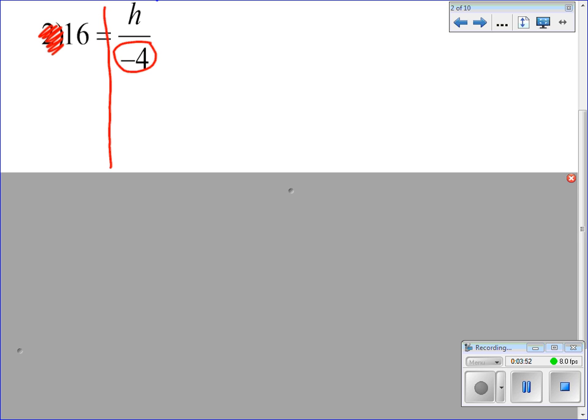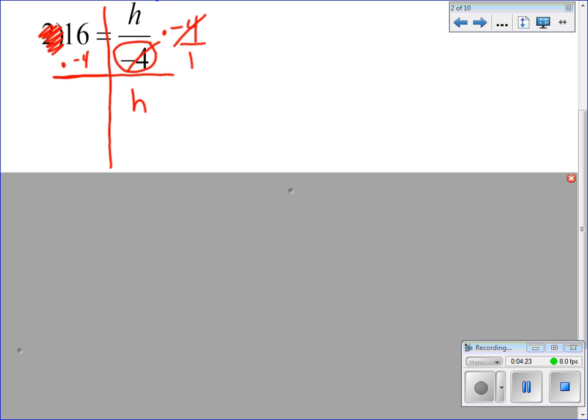The way we're going to get rid of the negative 4 is by doing the opposite. When we look at the negative 4 in terms of its relationship to h, we notice that it's being divided by. So we're going to do the opposite, which is times both sides by negative 4. Okay, I'm going to write this down here. Okay, so we stretch this out. Negative 4, with the division here, it's like a fraction, so these are going to cross cancel.